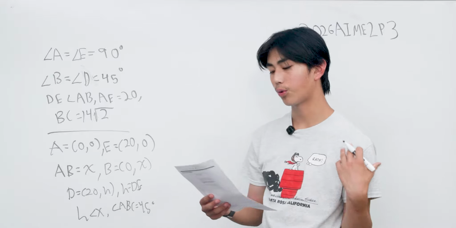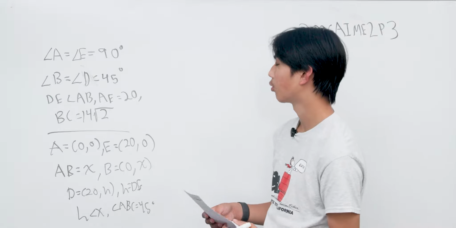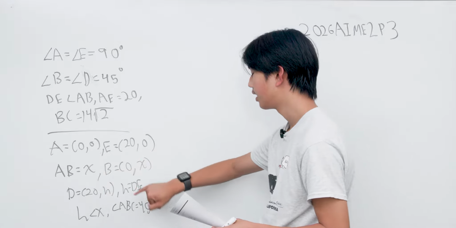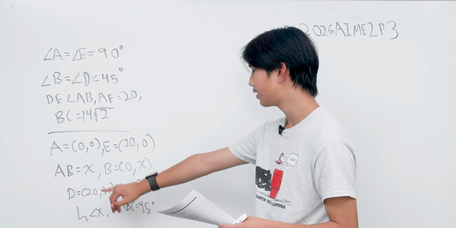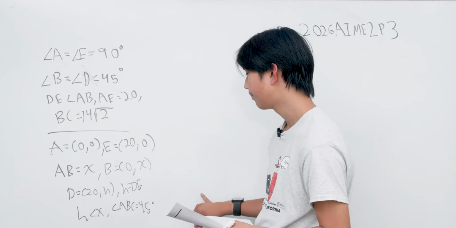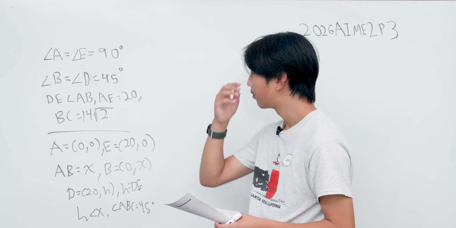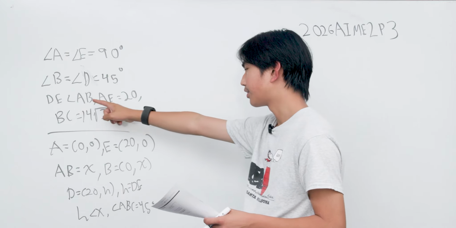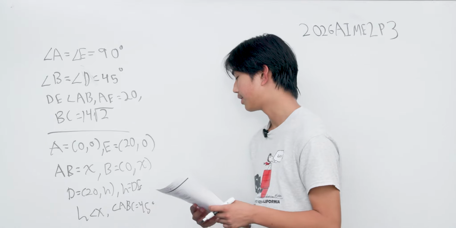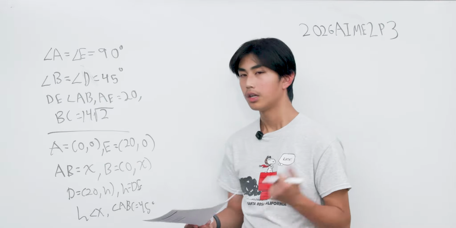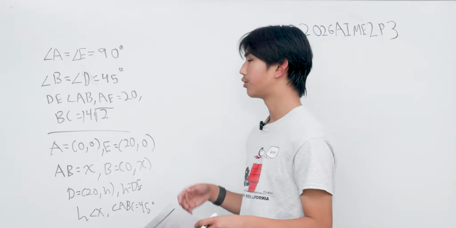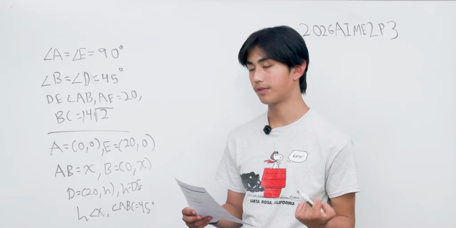So from that we can use coordinates to solve this problem. We let A be the origin, E be (20, 0), AB have a value of x, therefore B is (0, x), and D is at the point (20, h), where h is equal to DE. And in this case, we already know from DE less than AB that h has to be less than x, and then we also find that angle ABC is equal to 45 degrees. Now we can further utilize these values and these new values that we assigned to help us solve the problem.